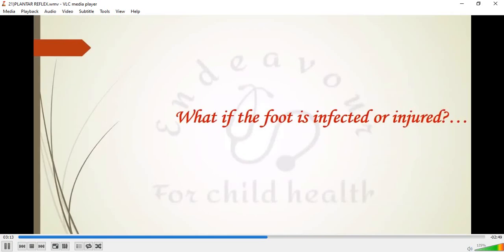Now what if the foot is infected or injured and we cannot elicit the Babinski sign? In that case, there are some other signs by which we can elicit the extensor plantar response, because of pain, the person will not allow you to do the plantar reflex. So here are some demonstrated quickly.